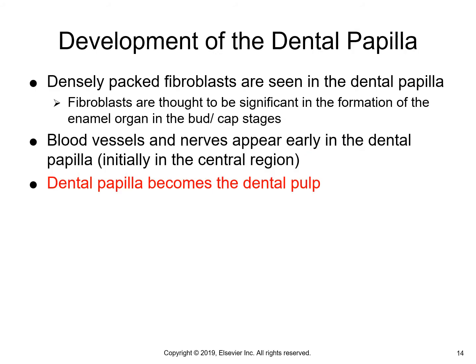In development of the dental papilla, there are densely packed fibroblasts. Fibroblasts are thought to be significant in the formation of the enamel organ in the bud and cap stages. Blood vessels and nerves appear early in the dental papilla. That papilla is going to become the pulp of the tooth, and that is where all the nerves and blood vessels are housed.